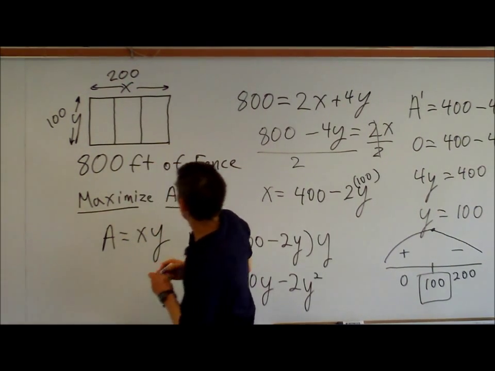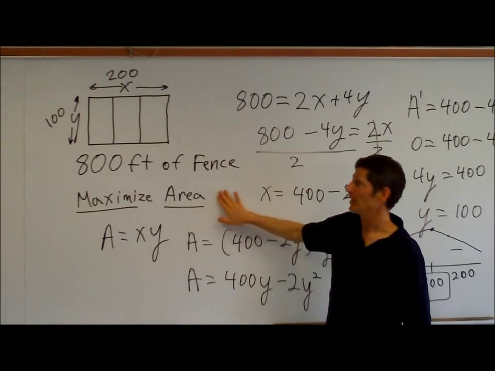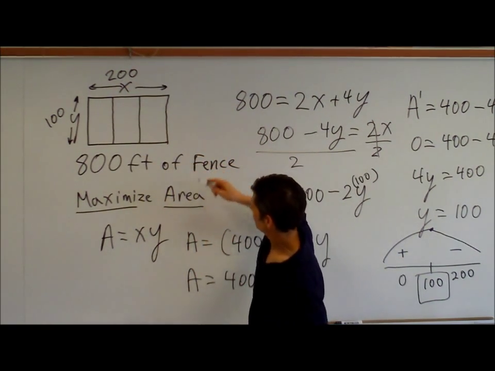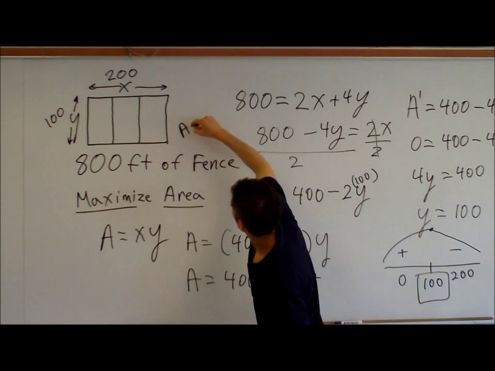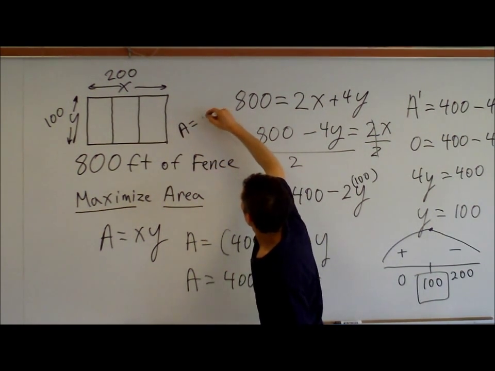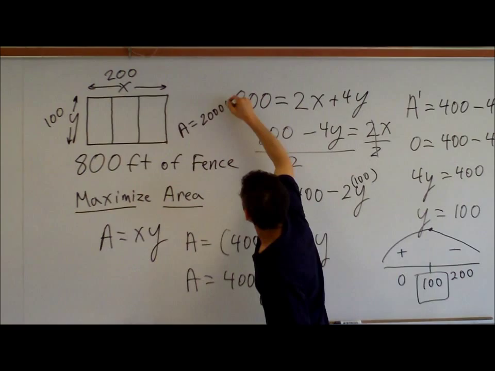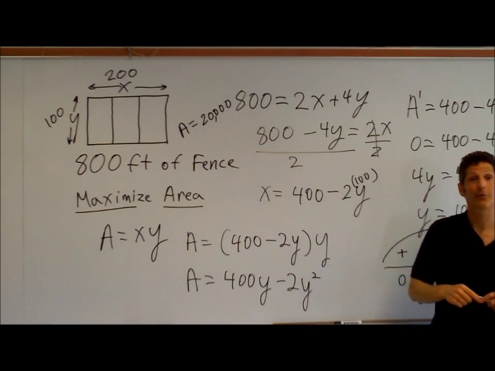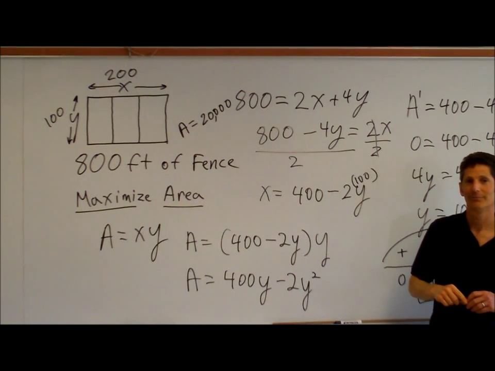And I asked you to maximize the area. Well, these are the dimensions, and of course, if I multiply them, the actual maximum area, if I was asking for that, is 200 times 100, or 20,000. I guess it's in feet, so square feet. It's a big area. Very nice.